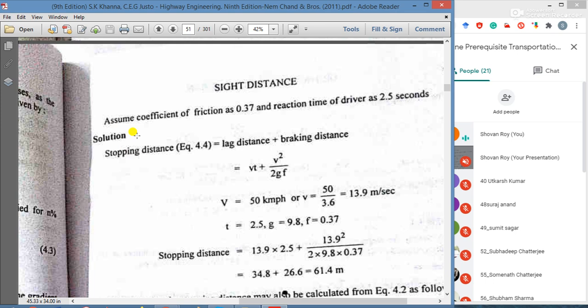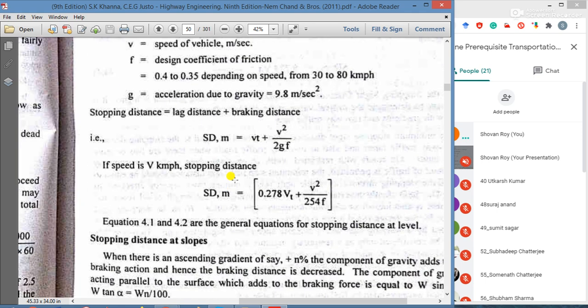If it is not mentioned in your given question, you can assume the coefficient of friction and reaction time values, but in this question it is given: coefficient of friction 0.37 and reaction time of driver 2.5 seconds. Now, the stopping distance. What is the formula? Already we have seen in the last class. The formula of the stopping distance is Vt plus V square by 2gf, where Vt is the lag distance and V square by 2gf is the braking distance.